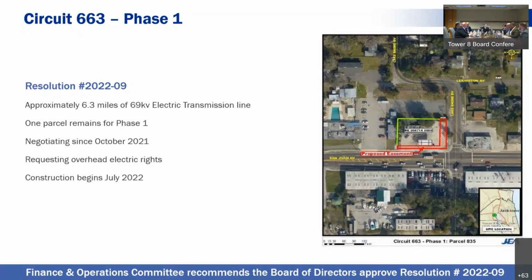In both of these projects, are you taking the property, or are you just taking an easement? It's eminent domain for easement rights. For easement rights, yes. That's what I thought. We're not taking fee ownership at all.